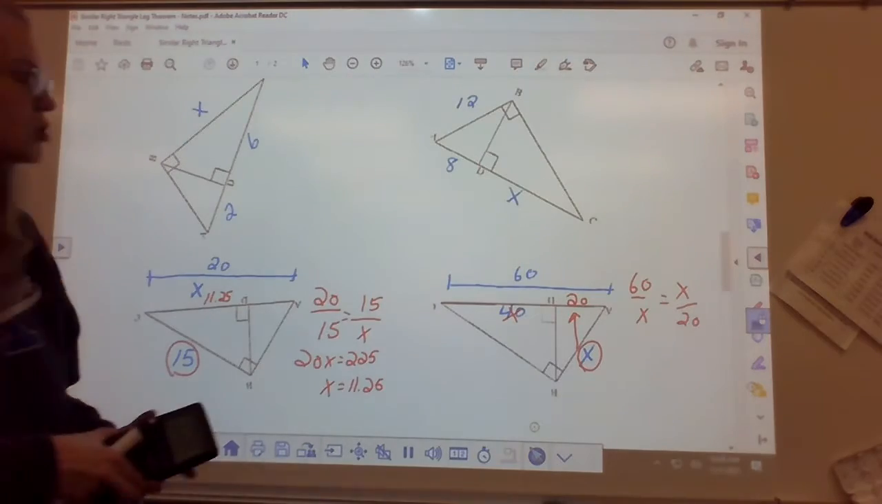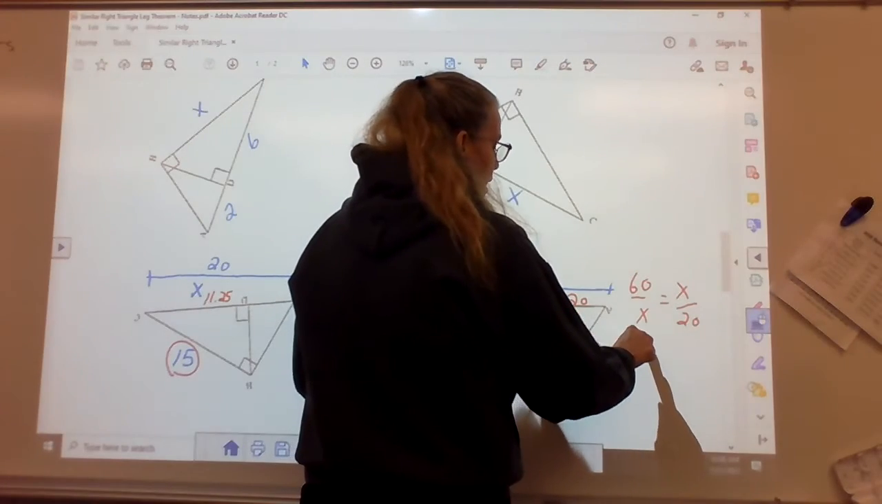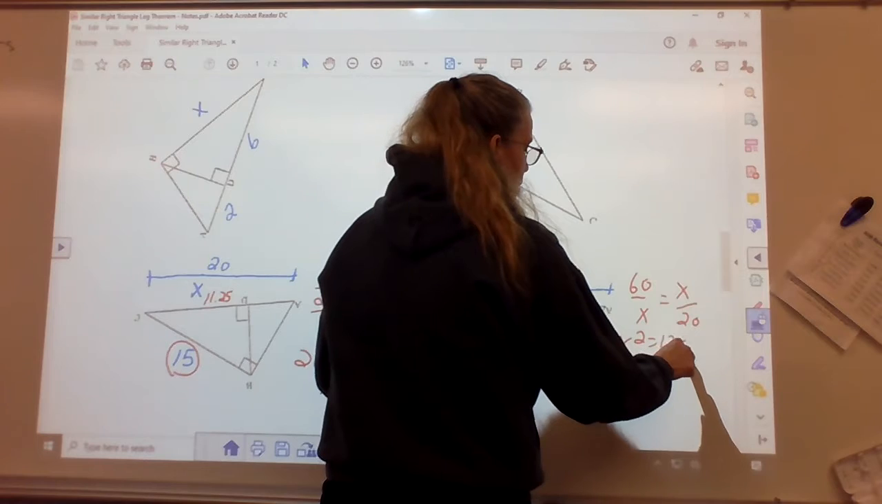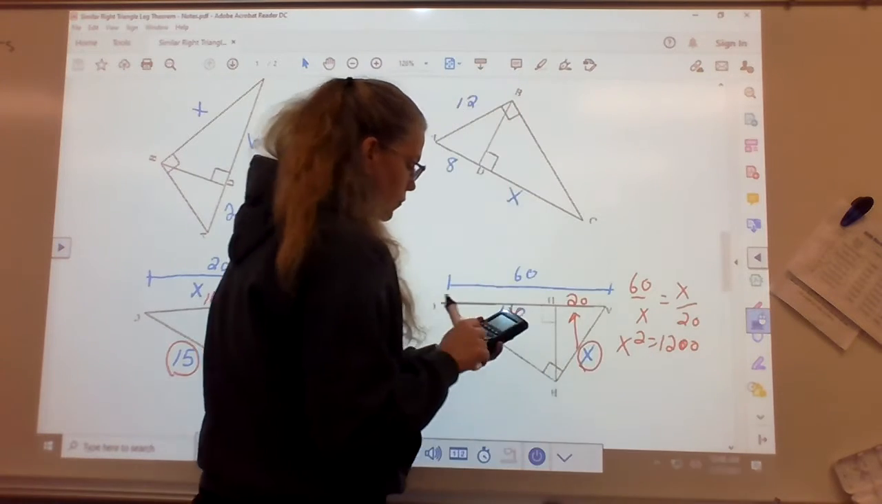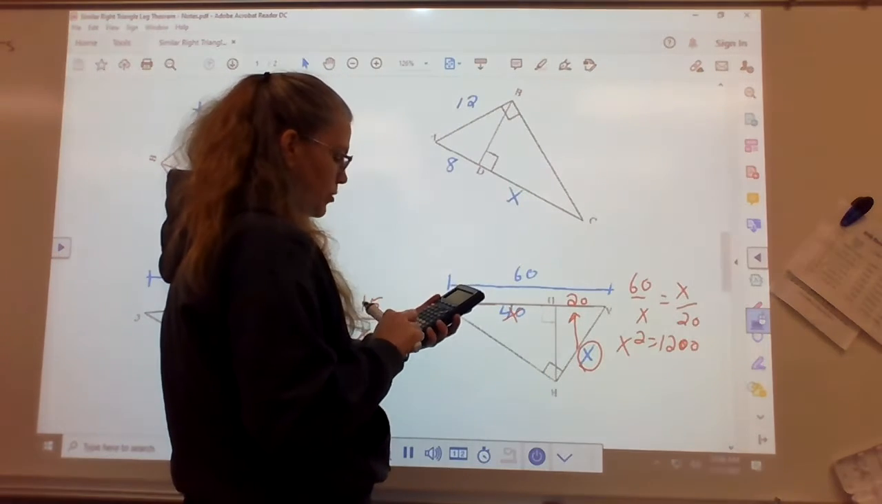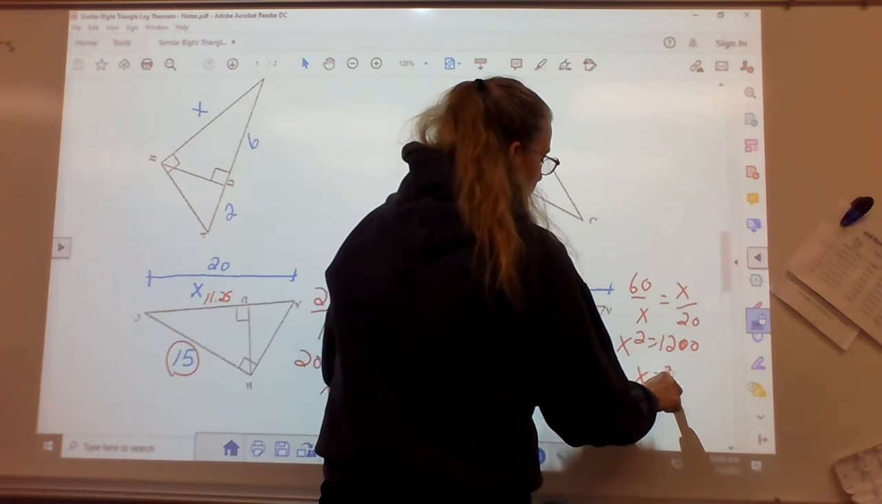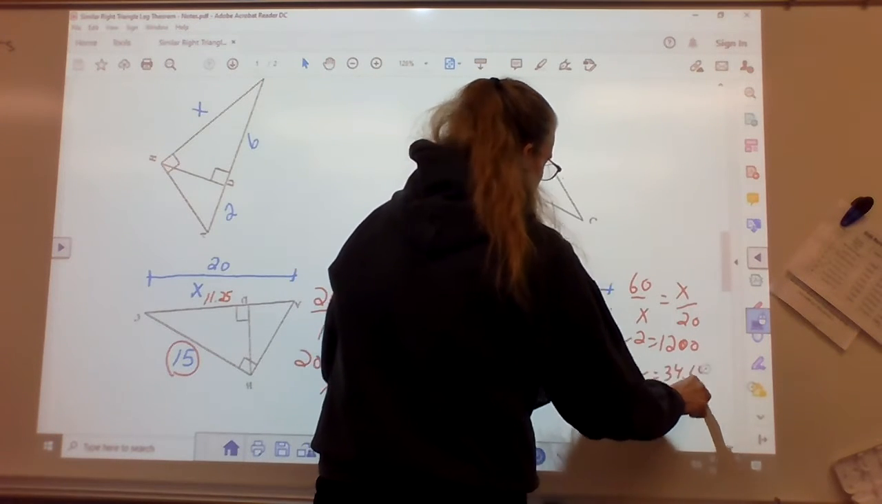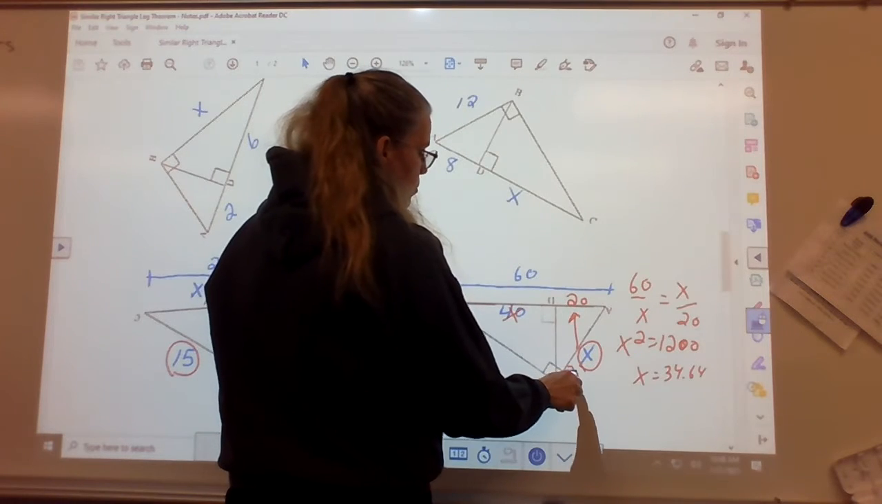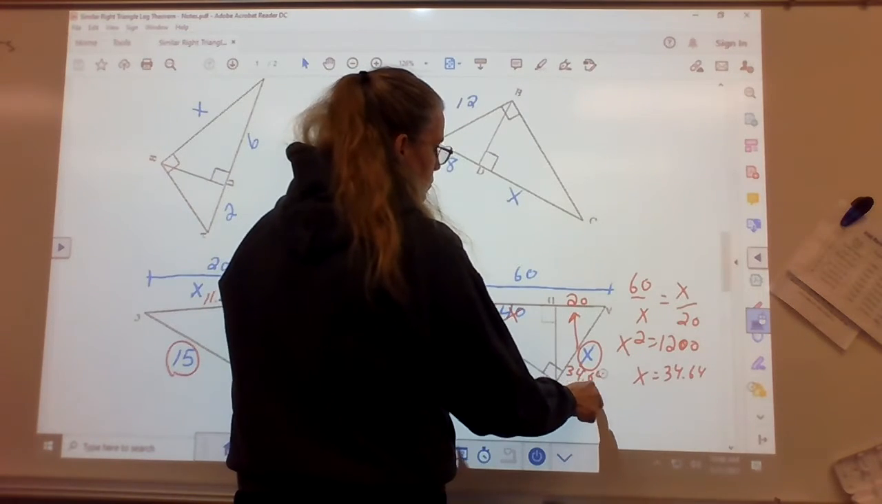So now I go ahead and multiply diagonals. X squared equals 1200. Take the square root of 1200, 34.64. So this segment here is 34.64.